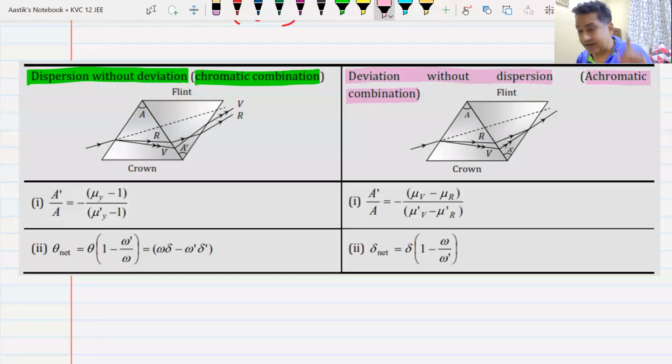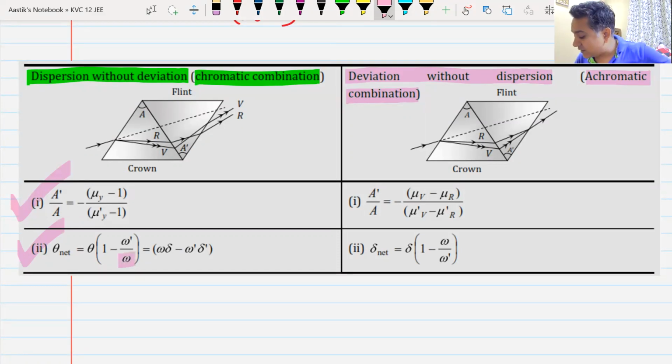In the first case, you will have dispersion but not deviation. We have already seen this formula. Deviation is 0, but there is dispersion. Then they will ask you the net dispersion, and this is the formula that you can use for net dispersion. Use this formula and you can solve any question very, very quickly.